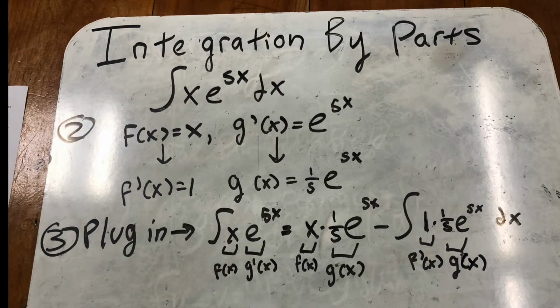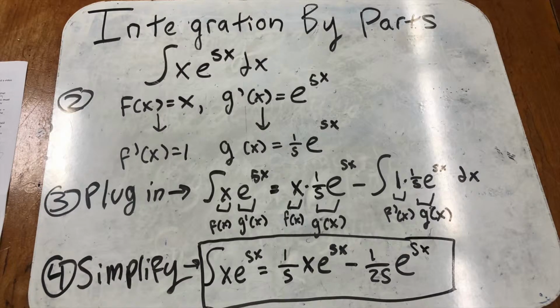And then step 3 is you plug it into the equation. So step 4 is to simplify, and the answer you would get is the integral of x times e to the 5x is equal to 1/5 times x times e to the 5x minus 1/25 times e to the 5x.